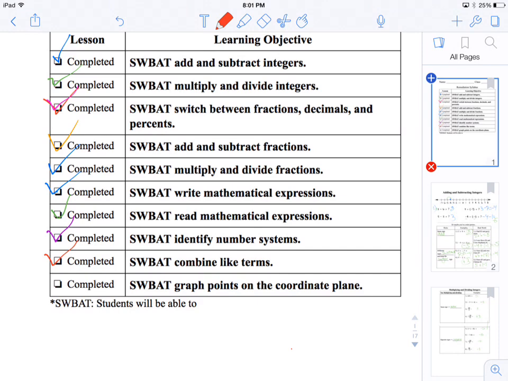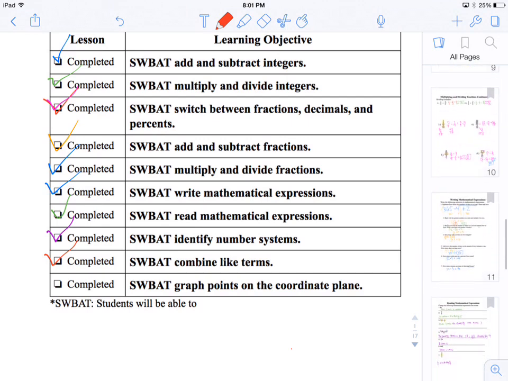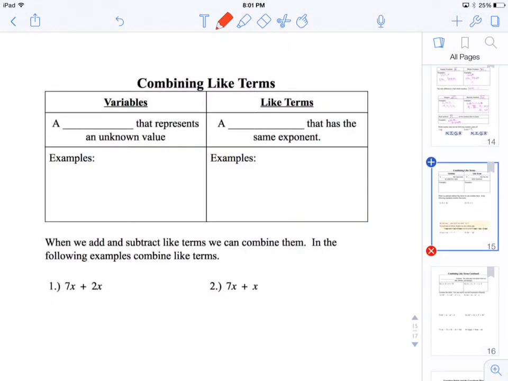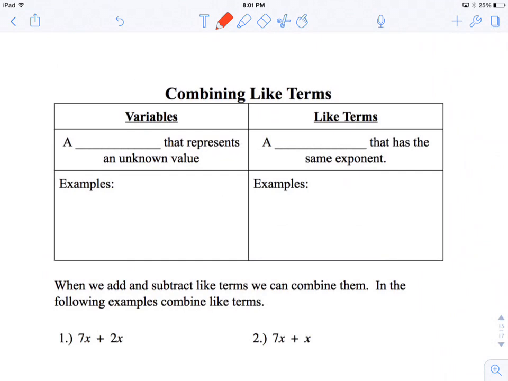This is probably the most important video out of all of them because we're going to be using combining like terms a lot. So you really need to understand all that stuff. Once you're done, you can check the completed box and we'll be good. So go to, I believe yours is page 17, but mine is 15. And we got this combining like terms. So we got a couple notes we'll fill in.